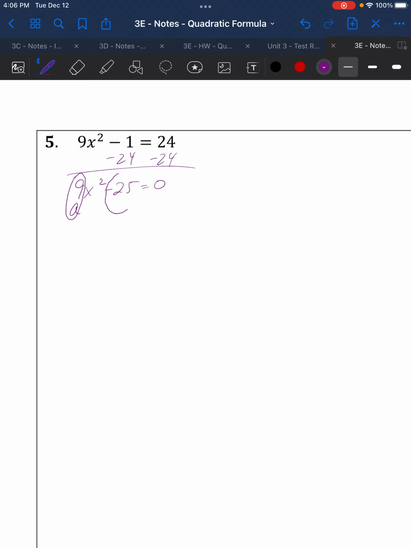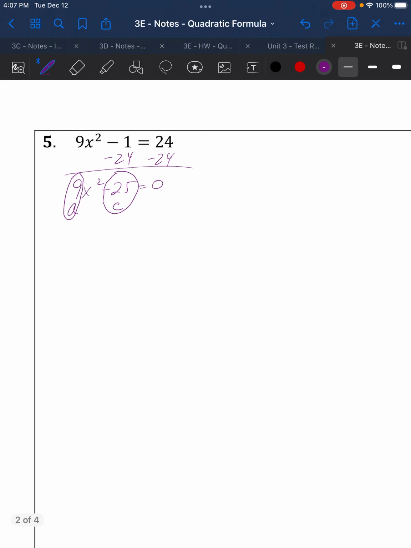So my a is 9. My c, because this is my constant, and there's no variable there, is negative 25. Well, what's b then? Well, technically b is 0. You could rewrite this, and I know it's kind of weird, but 0x minus 25 equals 0. So then you can see your a, b, and c. If the term's not there, b or c, it's 0.